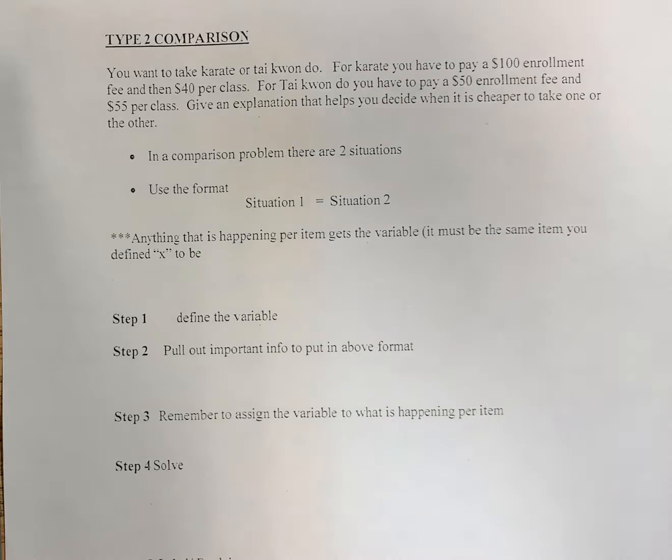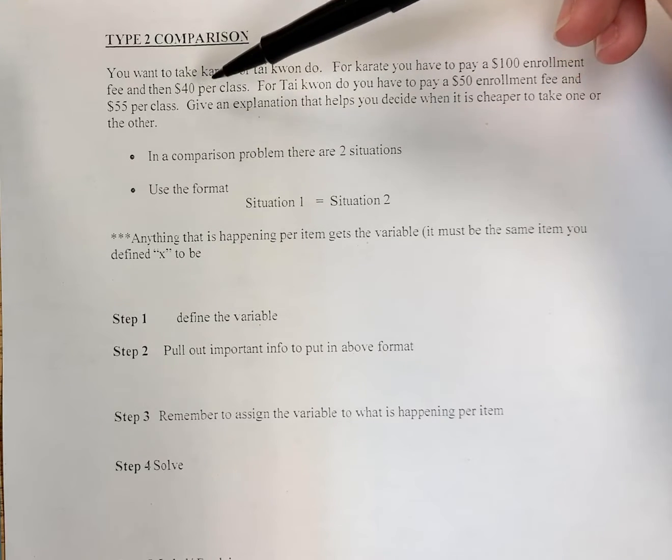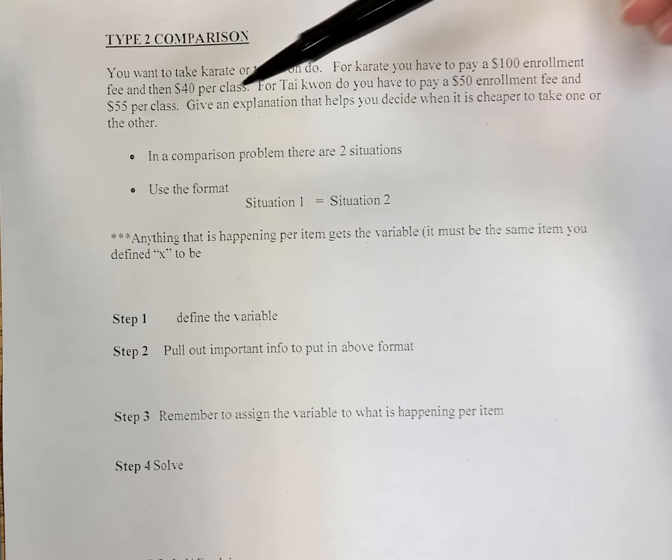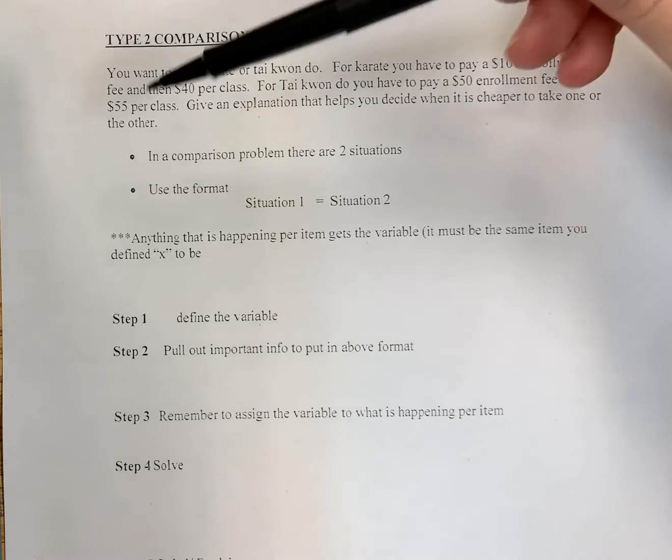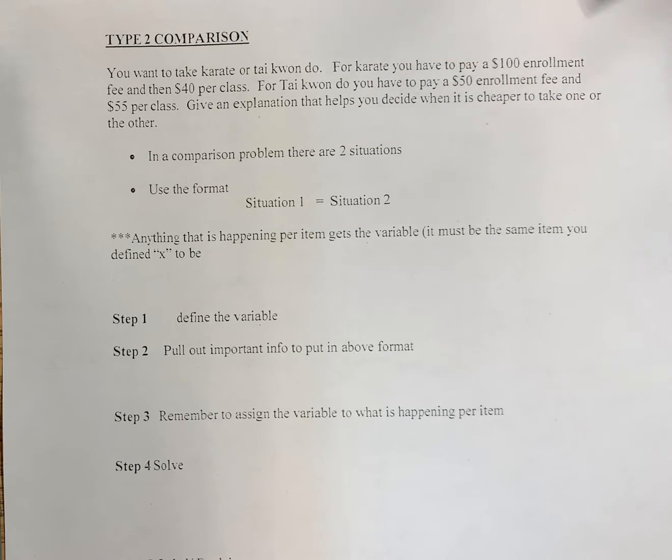For this specific problem, it says you want to take karate or taekwondo. For karate, you have to pay a $100 enrollment fee and then $40 per class. For taekwondo, you have to pay a $50 enrollment fee and then $55 per class. You're going to give an explanation that helps you decide when it is cheaper to take one over the other.